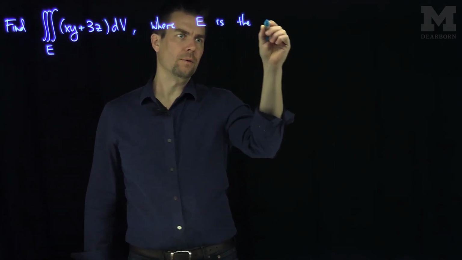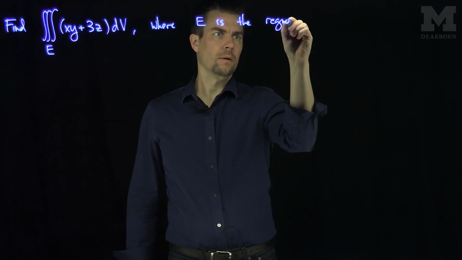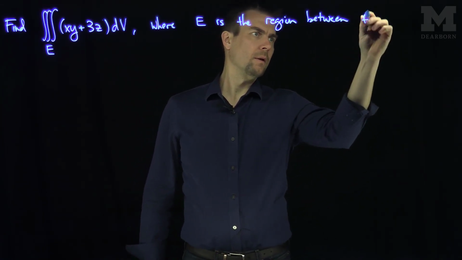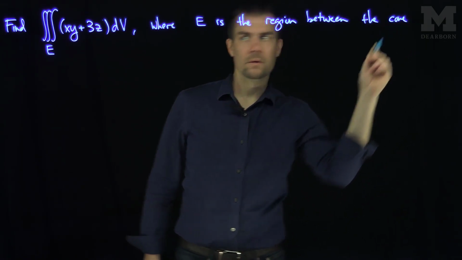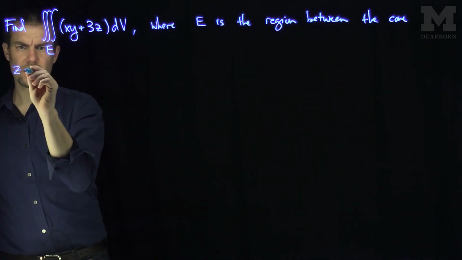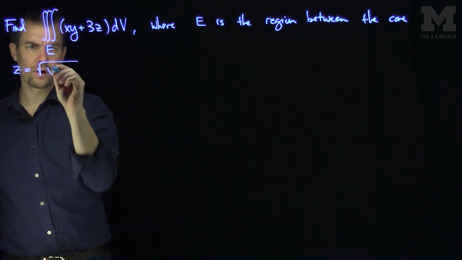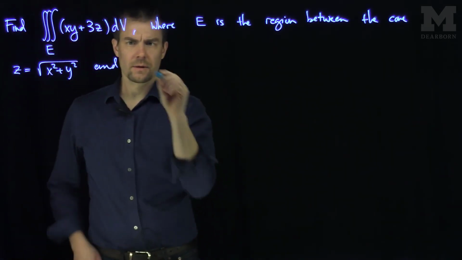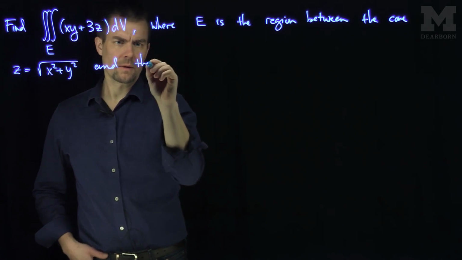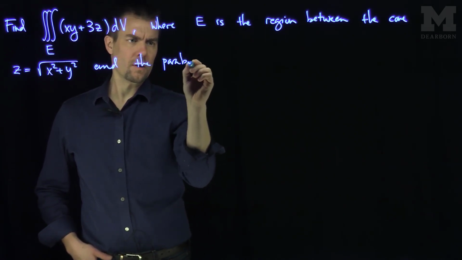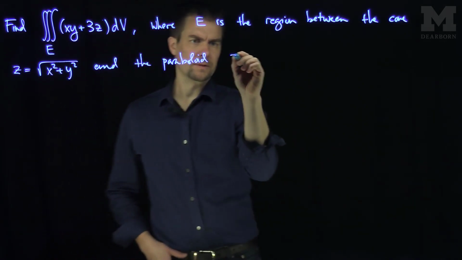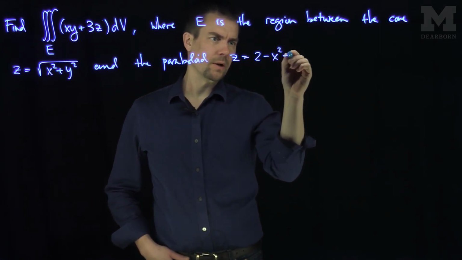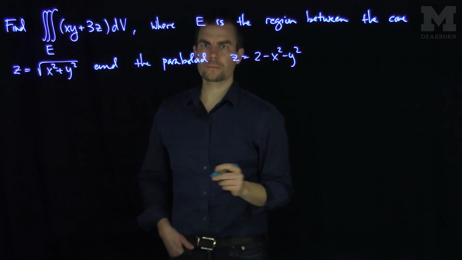is the region between the cone, z is equal to the square root of x squared plus y squared, and the paraboloid z is equal to 2 minus x squared minus y squared.